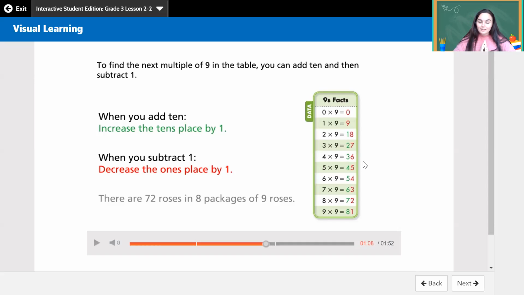The digits of each one of our facts here on the right will always, when put together, just the digits, not the actual total, but the digits, when they're added together, like 3 and 6 together make 9, 4 and 5 together make 9, 5 and 4 together make 9. All those digits will add up to be 9. Okay, that's how you can double check if you're on the right track or if maybe you skipped something somewhere as well. 72 roses in 8 packages of 9 roses.